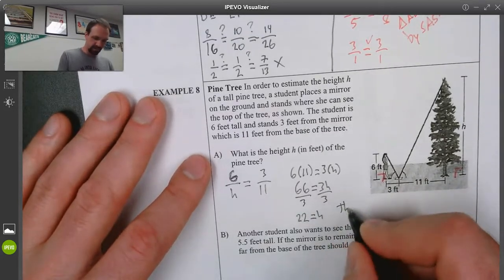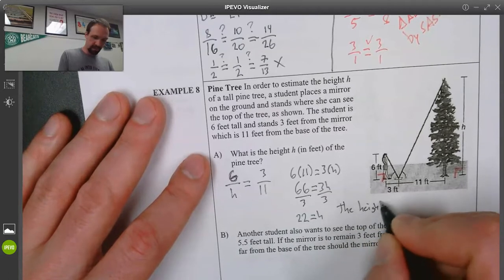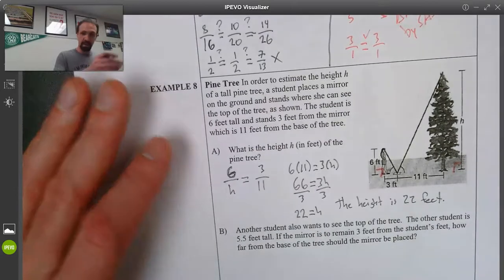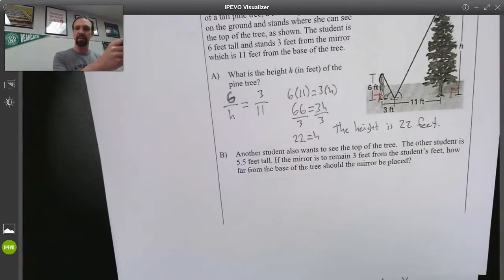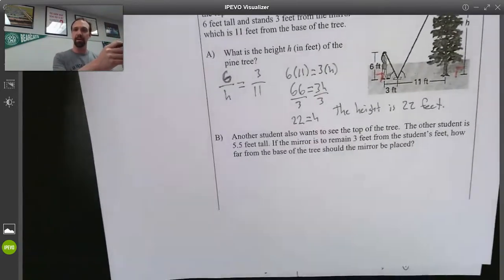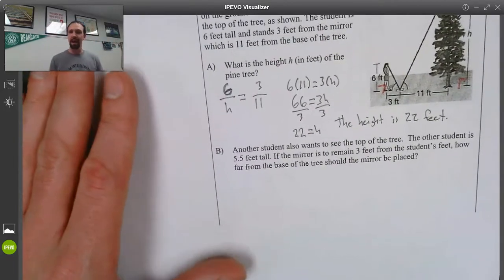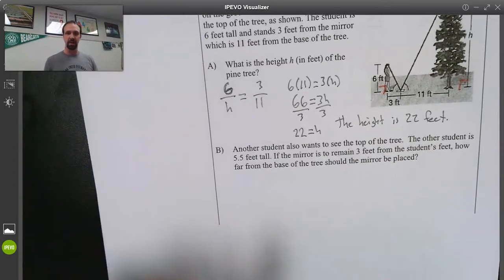So the height is 22 feet. Another student also wants to see the top of the tree. The other student is 5.5 feet tall. If the mirror is to remain 3 feet from the student's feet, how far from the base of the tree should the mirror be placed?